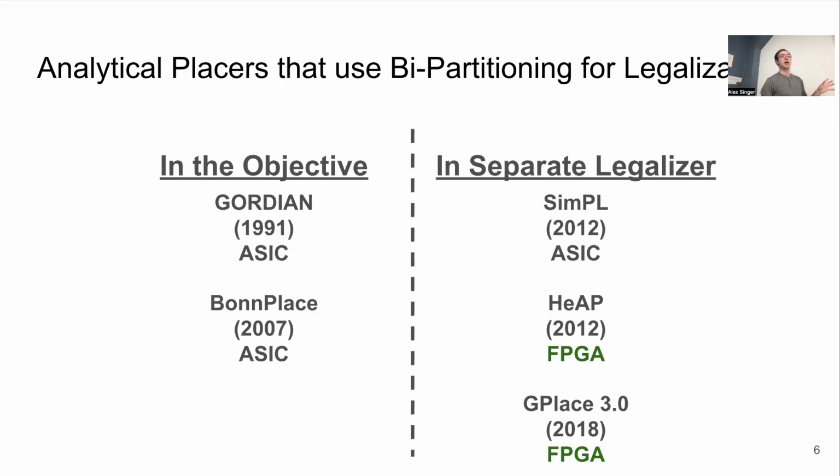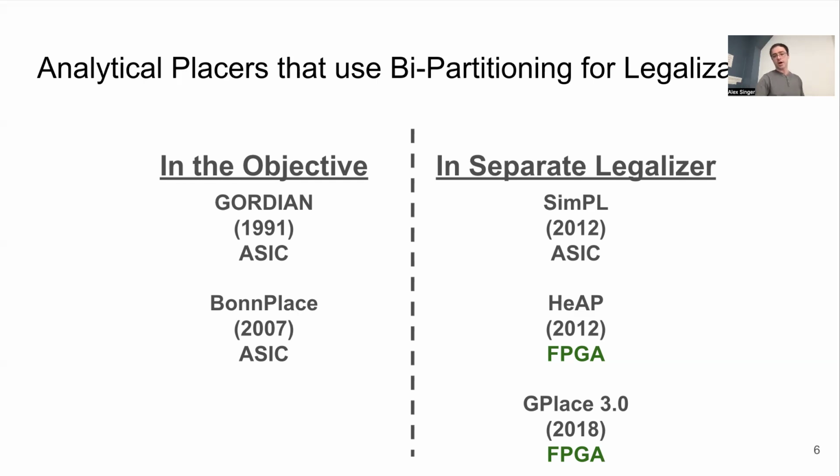This is different than how it's done in, for example, SimPL, which does a global placement followed by a legalization. Then they feed the information back in and solve global placement again. Then they do legalization again. What these do is they actually change how the objective function is written in order to make it so that it injects the partitions. I'll show two examples of that, which is going to be Gordian from 1991, which is an ASIC placer, and BonnPlace, which is from 2007, which is also an ASIC placer.